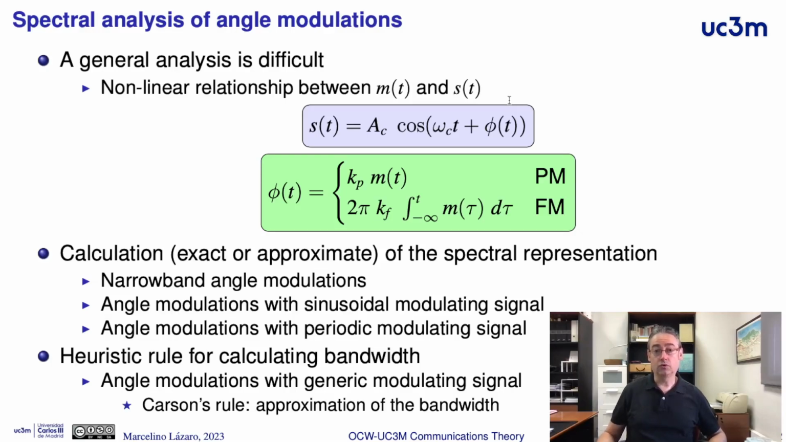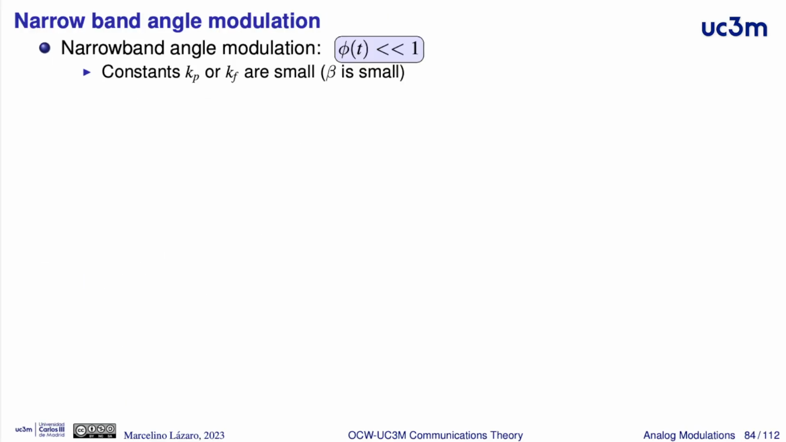Now we are going to analyze one of the few cases that can be studied analytically: the case of a narrowband angle modulation. An angle modulation is narrowband when the phase term phi(t) is much lower than 1. This means that the phase or frequency deviation constants, or the modulation index, are small in this case. And for narrowband angle modulations, the spectral analysis is relatively simple.